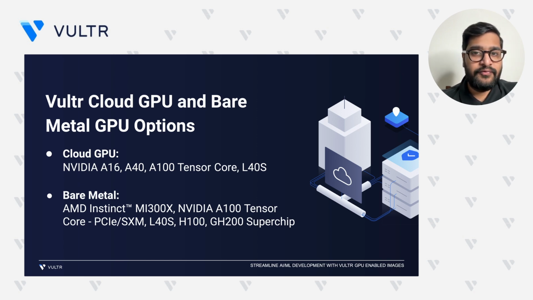For users who require dedicated hardware, Vultr offers bare metal GPU servers. These feature powerful GPU servers such as the AMD Instinct MI300X and NVIDIA GPU models like the A100 Tensor Core, L40S, and H100, and even the GH200 superchip. Bare metal ensures maximum performance and isolation for the most demanding workloads. With these options, you have the flexibility to choose the infrastructure that best aligns with your project's requirements.